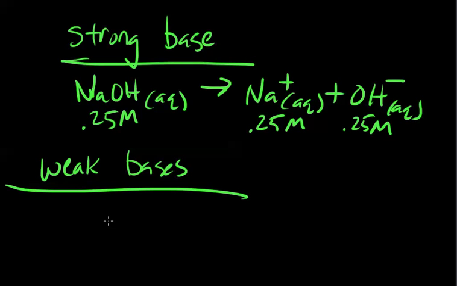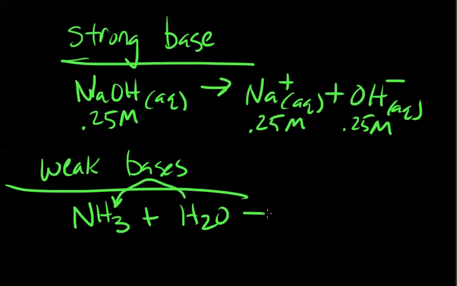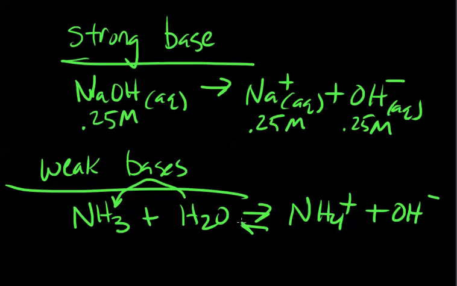Now, weak bases are much different than the strong bases. For weak bases, and the biggest example of that is ammonia, weak bases react with water, and what they do is they take one of the hydrogens from water, and you will get an ammonium ion plus the hydroxide ion. And that's much different than how the hydroxide ions are produced with the strong bases.